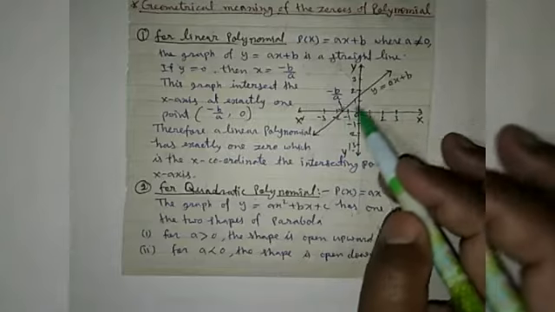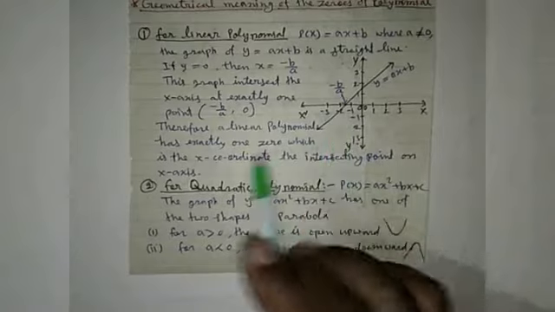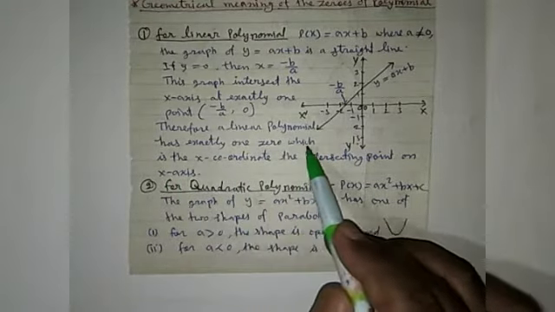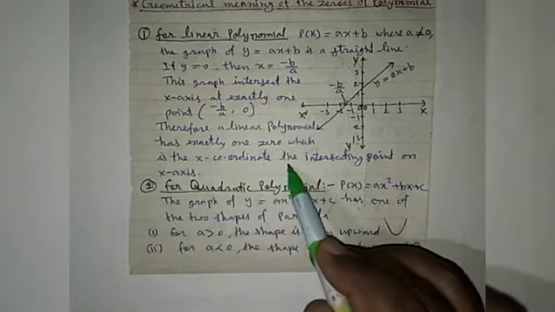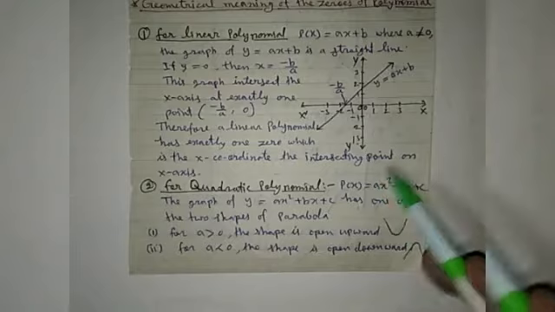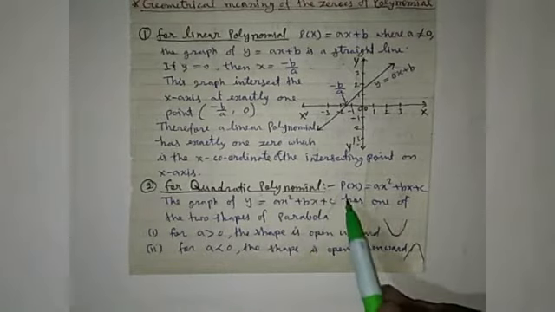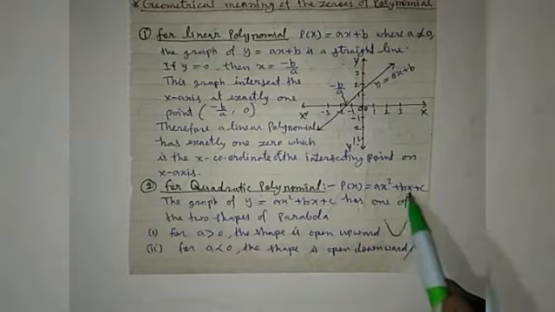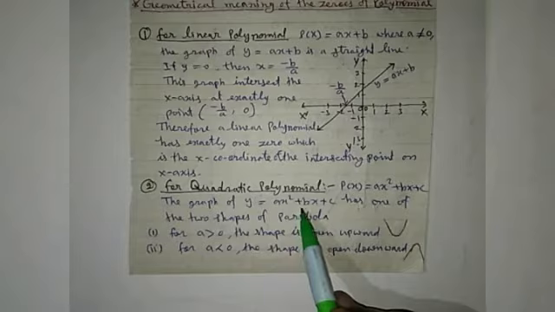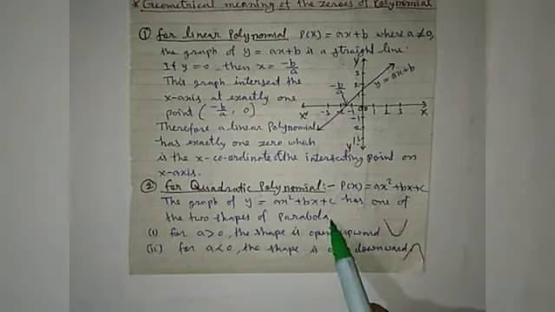Here the linear graph y equal to ax plus b intersects the x-axis, and therefore a linear polynomial has exactly 1 zero, which is the x coordinate of the intersecting point on x-axis. For quadratic polynomial p(x) equal to ax^2 plus bx plus c, the graph of y equal to ax^2 plus bx plus c has one of the two shapes of parabola.